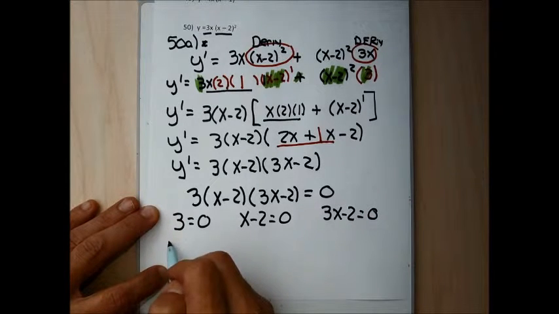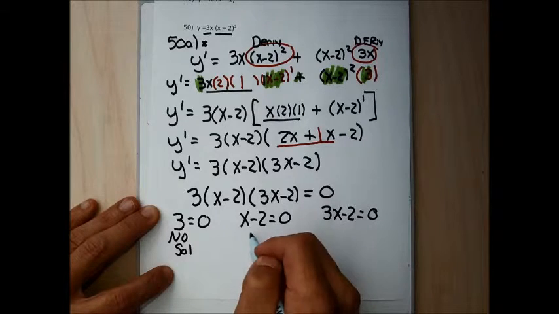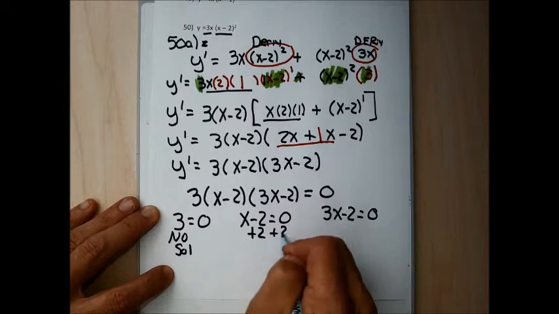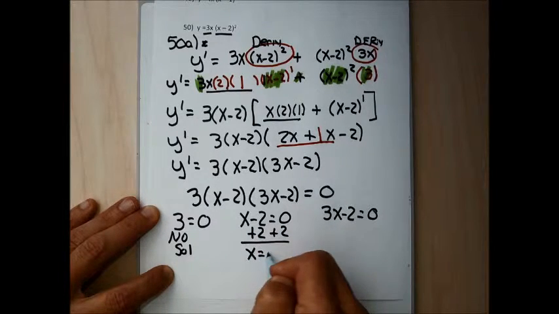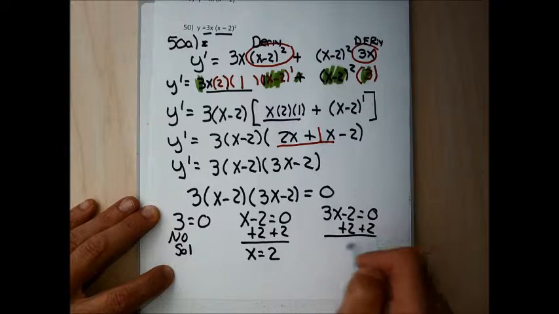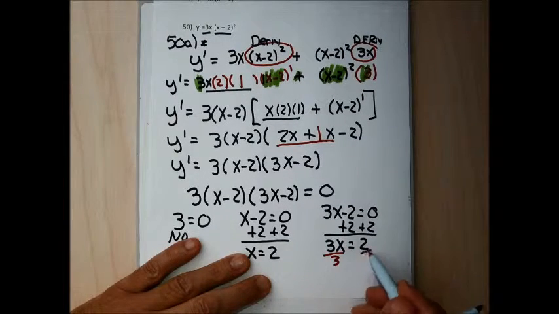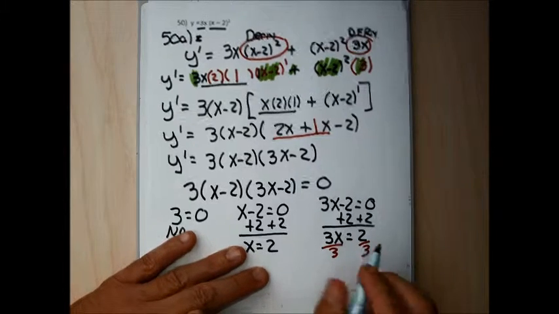The first factor, because it doesn't have an x, doesn't give a solution. The middle factor, I'm going to add 2 to both sides and get x equal to 2. The last factor, I'm going to add 2 to both sides. That only gives me 3x equal to 2. That's not fully solved, so I have to finish up by dividing by 3. And I'm going to get x equal to 2/3.